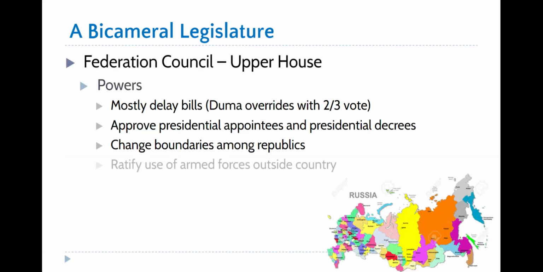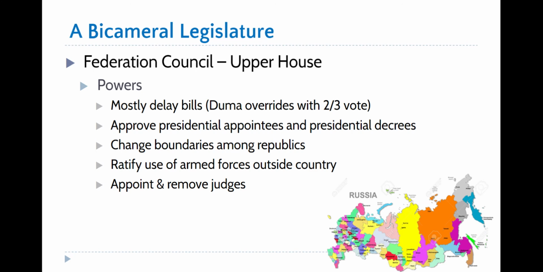So the Federation Council has the power to delay bills. That is House of Lords like in its nature. But they do more than the House of Lords. They approve presidential decrees and appointees. Interestingly, they can change boundaries among republics. So there are a lot of ways in which the Federation Council does the dirty work inside the country in terms of solving disputes between the different regions, of which I think there are many, because a lot of these operate with some autonomy and butt up against each other sometimes.